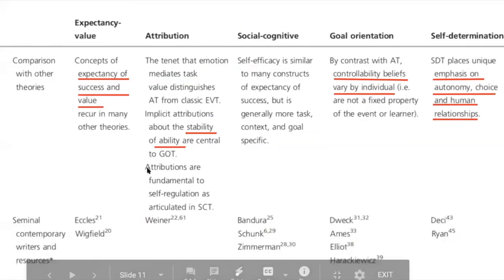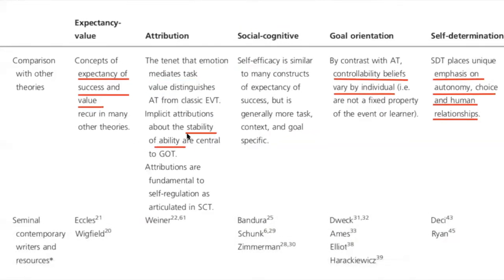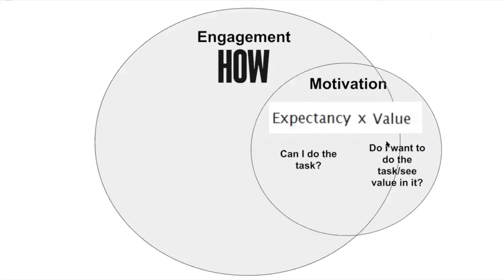Okay, so if you look here, we can see different things that we could focus on to boost student motivation. We can work on their expectancy of success and to what degree they value a task. We can help them understand what is within their locus of control, what they can influence and change. Okay. We can understand that this is going to vary from individual to individual and start to provide them some autonomy, choice, and foster healthy human relationships in the classroom. So how do we do that, brothers and sisters?